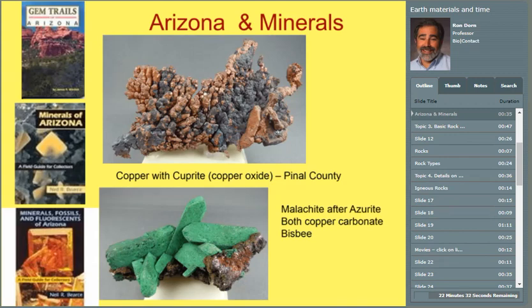Arizona is a state famous for its minerals. There are several books on gems and minerals of Arizona where you can go to collect fossils. Here are some examples of, since Arizona is a copper state, a copper with cuprite, which is a copper oxide from Pinal County, and then a beautiful green malachite, and also azurite. Both are copper carbonates from Bisbee. Minerals are pretty cool, and Arizona is a great place to explore and collect minerals.